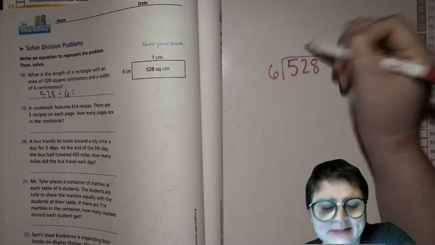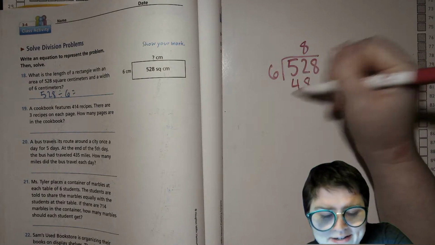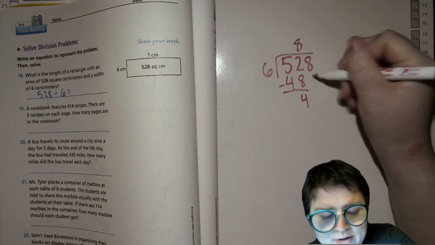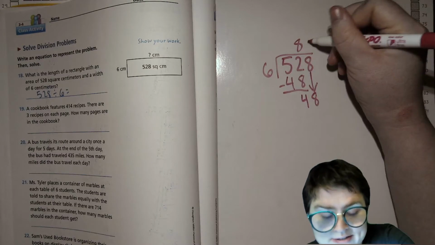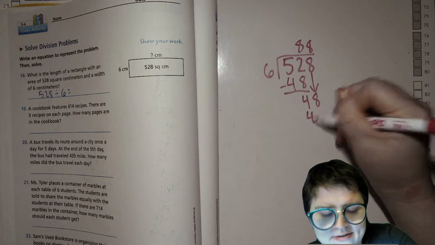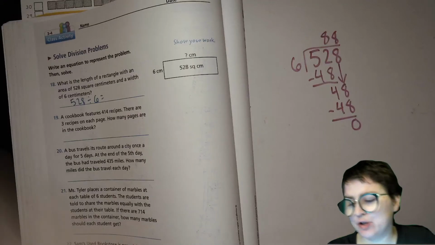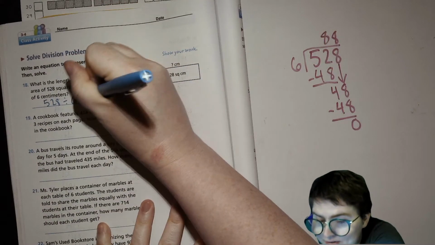6 times 8 is 48. Subtract. That is a difference of 4. Bring it on down. And then there we go. That's 8 again. So 88. Cool, cool. 88 centimeters.